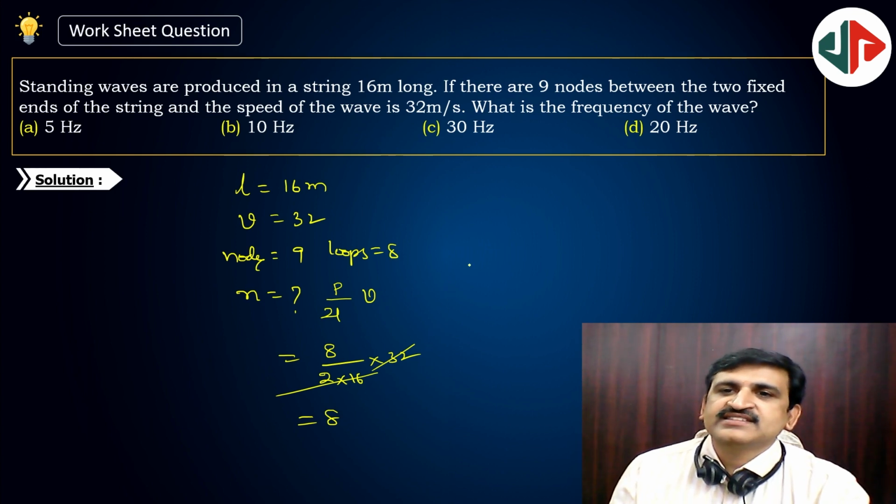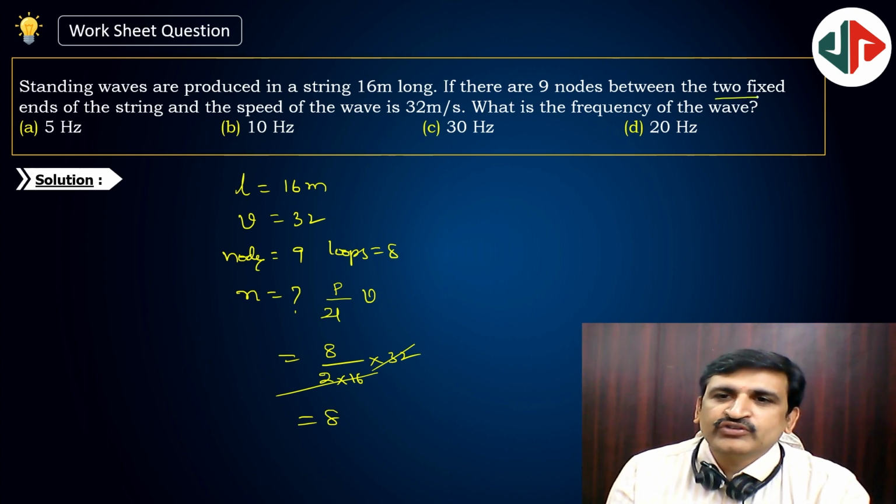The reason is he said between two fixed ends. Suppose this is the fixed end. 9 nodes are there. That means here is one more node, here is one more node. Total number of nodes is 11 nodes. 11 nodes means loops will be 10.